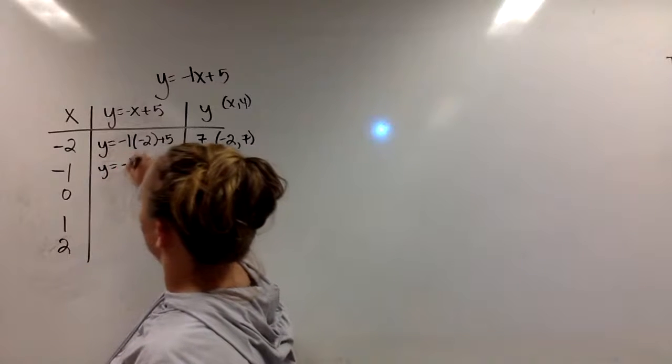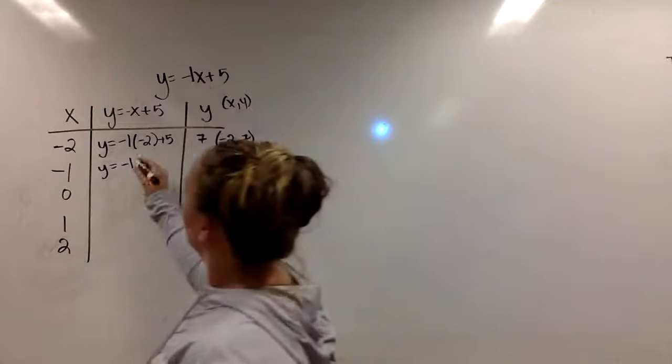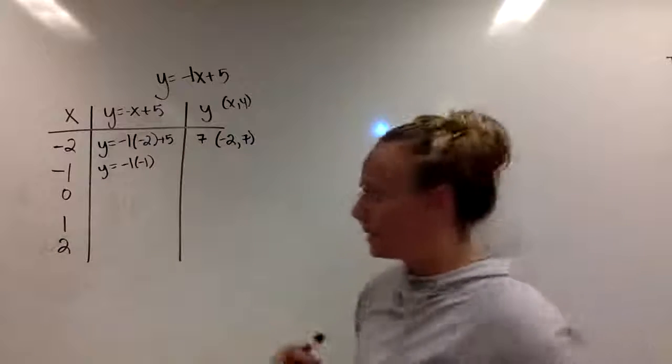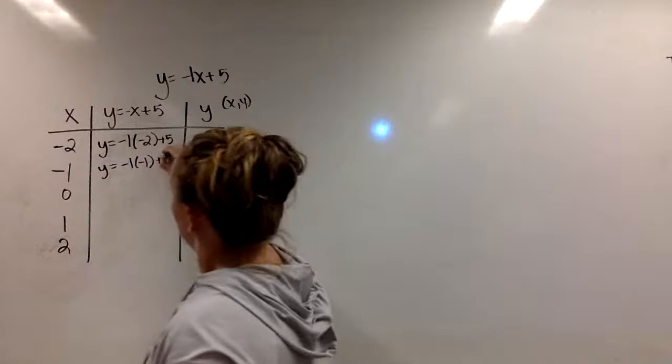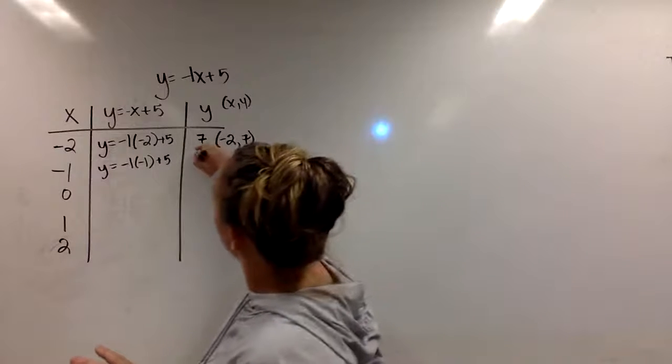Watch this. I already have a negative 1 in my equation. Now my x is also equal to negative 1. So I have negative 1 times a negative 1. So awkward. Plus 5. Negative 1 times negative 1 gets me a positive 1. Plus 5 gets me 6.